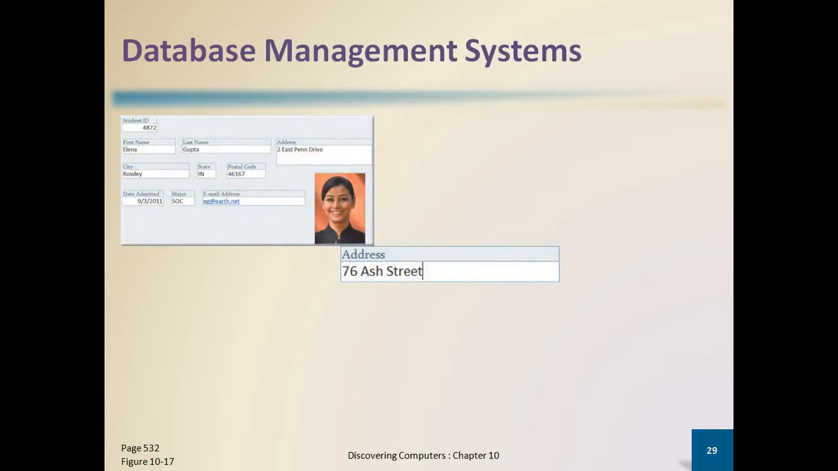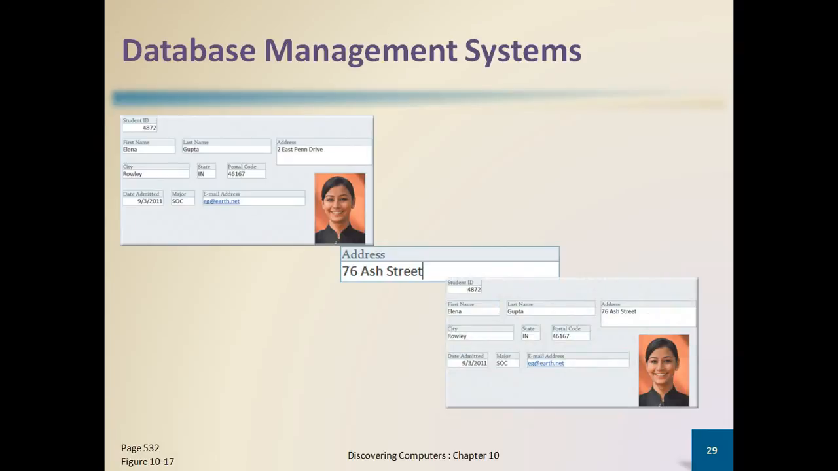Ini contohnya ya, student ID, dia, kita lihat gambarnya, tampilan outputnya. Kita bisa masukkan ID kita, nama depan, nama belakang, dan terus alamat kita ya, kota, state, postal code, data administrasinya, tanggal berapa, dan measure-nya ya, dan terus kita tidak lupa dengan yang namanya email.